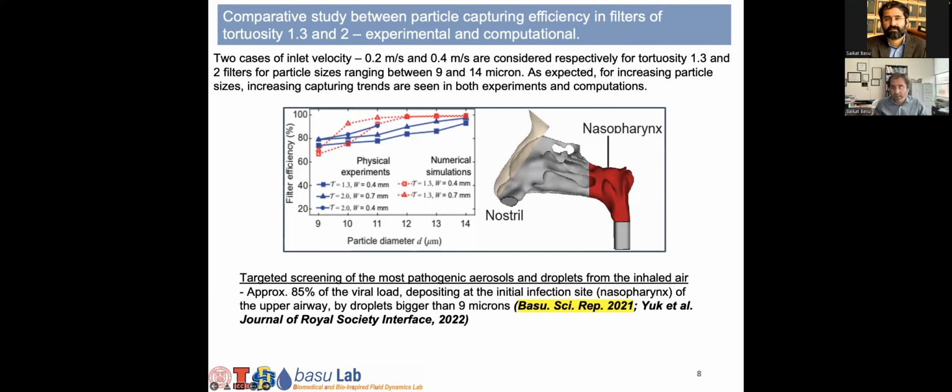So in case of our concept filters, we see that the capturing efficiency for such droplet and aerosol sizes is very close to 100%. Therefore, while the filters are not as efficient as N95s for the smaller particles, they can still be trusted to carry out a targeted screening of the hazardous particle sizes with less energy expended to draw the air through the airflow passage.